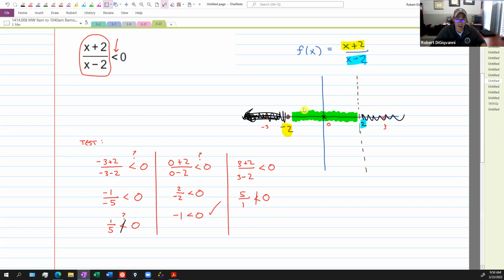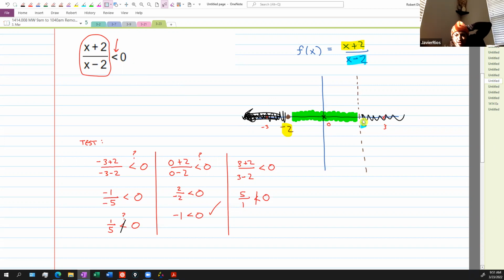So the only values of x that you can plug in to make this thing true are the things between -2 and +2. Do we include -2? Why not? Because it's not an equal sign here, right? So we don't want to include -2. Do we include +2? No, but why? There's a reason, and it's not the same reason we don't include -2. Why don't we include 2?